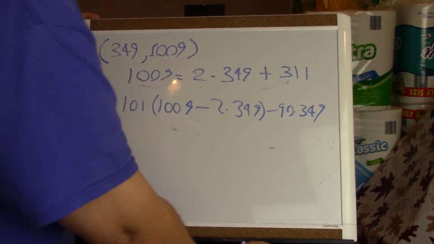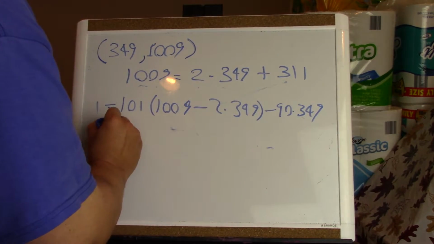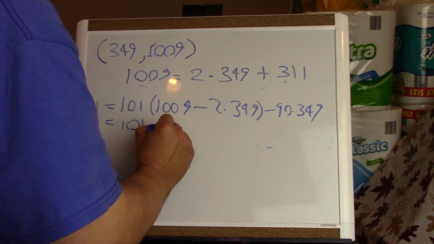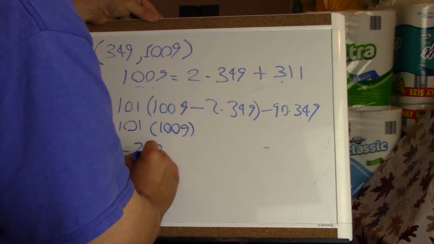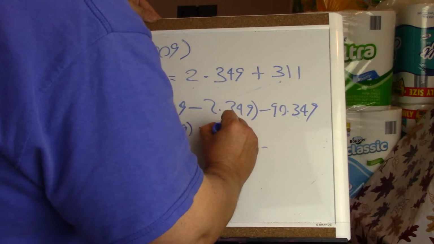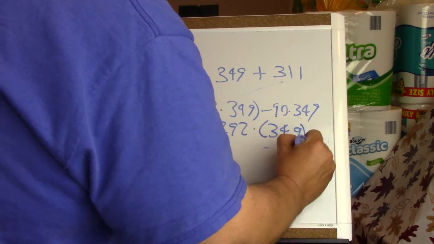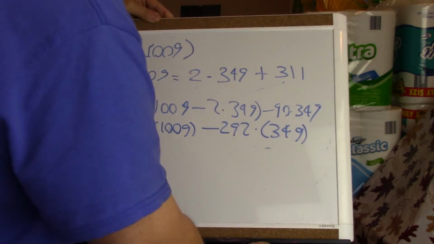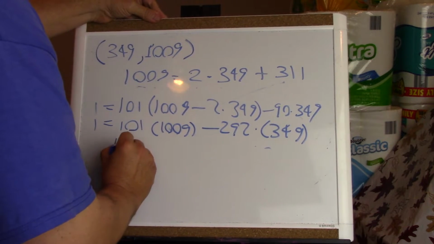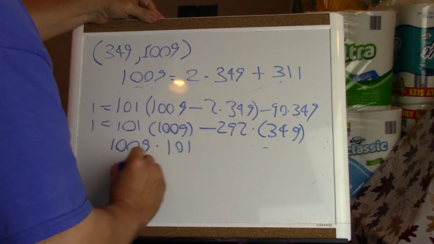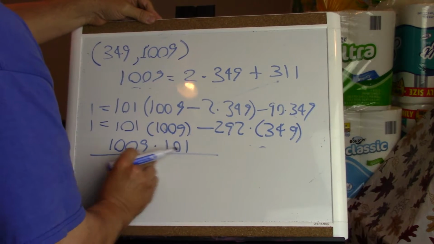Alright, so we're down to the finish line, folks. And this says I only have 101 times 1009. And then this is minus 202 minus 90. So it's minus 292 times 349. Nice. This is a nice and juicy problem. Now let's check when we multiply these two numbers that we do get 1. Oh, my zeros are terrible.